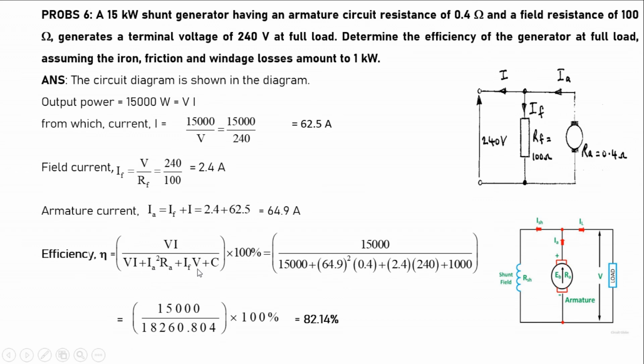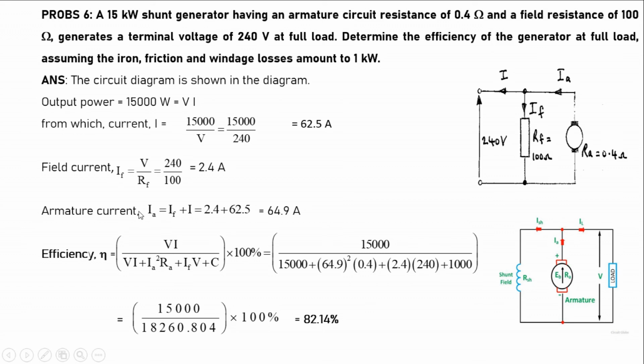What are the losses here? IA square RA loss, I square R loss, and field circuit resistance loss. You have to add those, plus other losses, friction and windage losses, total 1 kilowatt, which has been given. The formula says output divided by output plus losses. Let's see how all these things can be calculated. To calculate this, we require IA, the armature current, and IF, the field current.